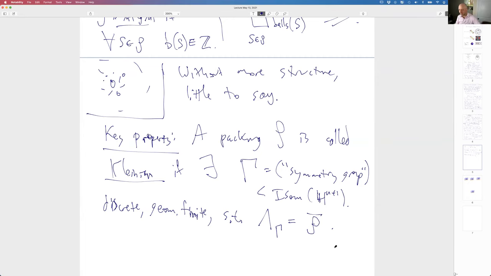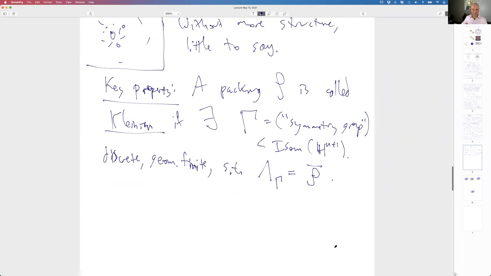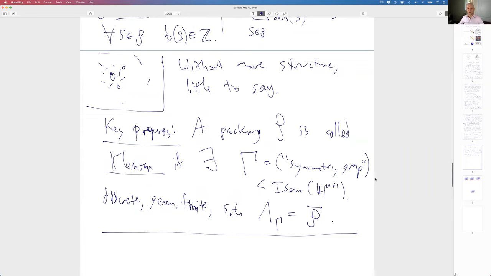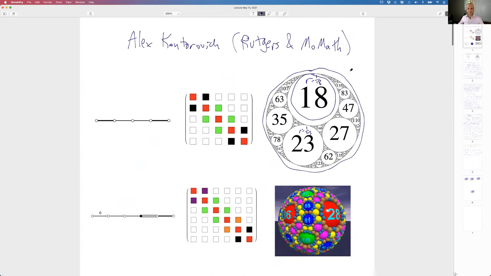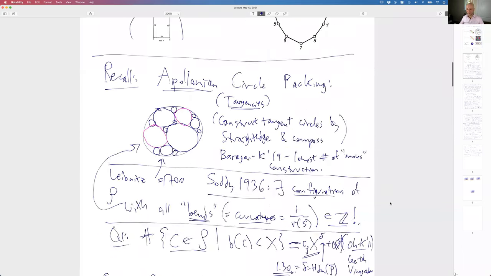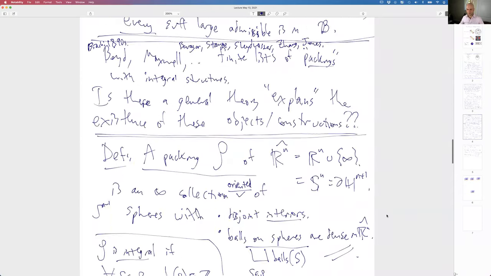So let me give you sort of a definition by example. Again, let's go back to the very first thing, which is the Apollonian packing. And I drew here a Coxeter diagram, so I'm going to redraw this Coxeter diagram. This is meant to be the Gram matrix of the corresponding Coxeter diagram. Let me show you how to interpret these things, what they're supposed to mean.